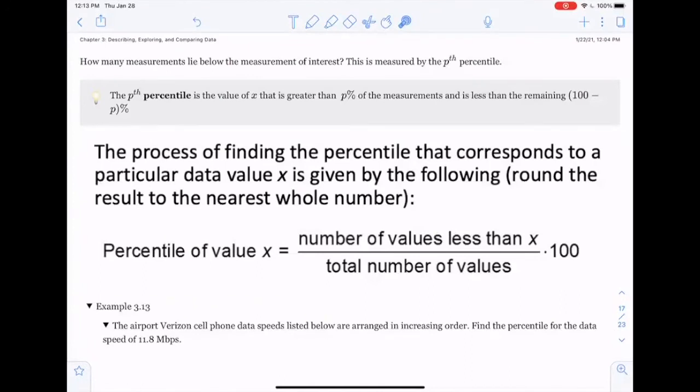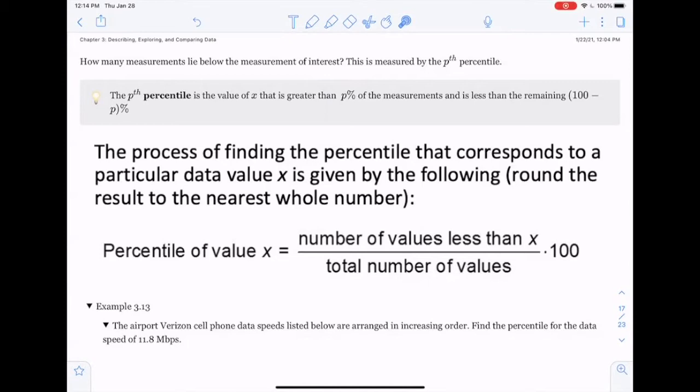One other idea that's really important in a statistics class is the idea of percentile. The p-th percentile is the data point x that is greater than p% of the data. If that data point is greater than p%, then it has to be less than 100 minus p% of the data. So the 50th percentile is the data point that is bigger than 50% of the data. The 27th percentile is the data point that is greater than 27% of the data.